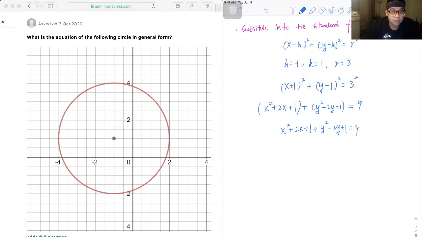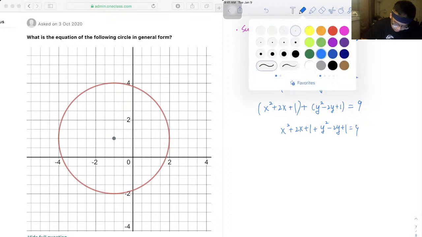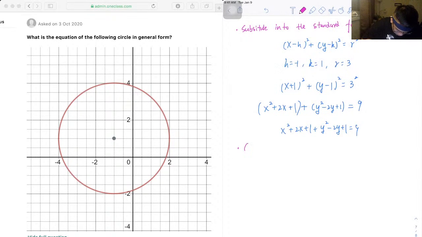And now we just need to combine the like terms and transform it into the general form.